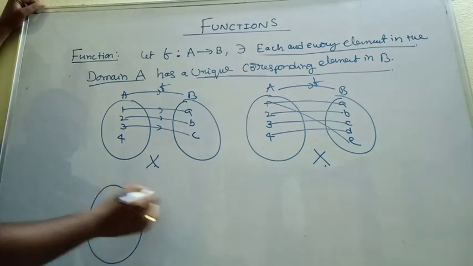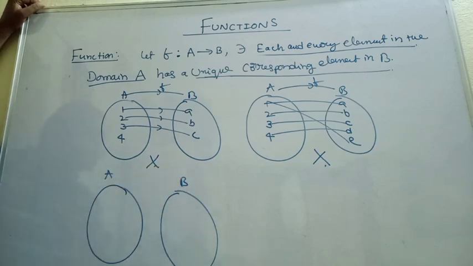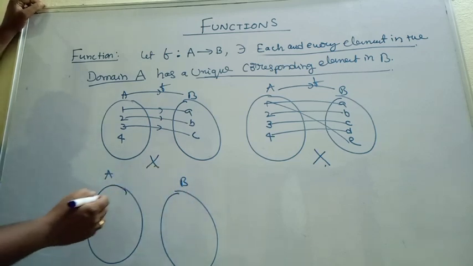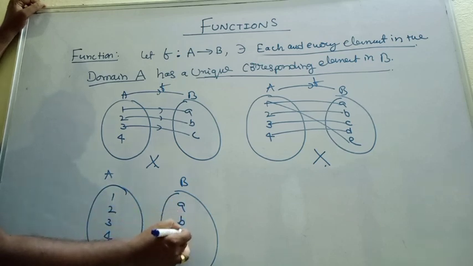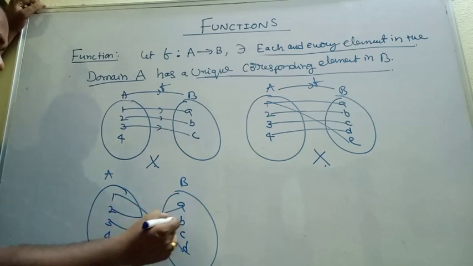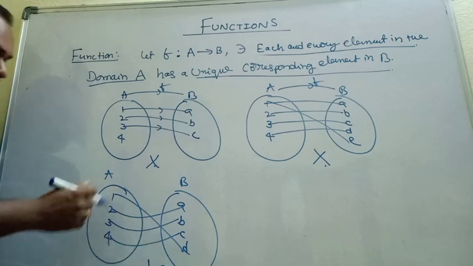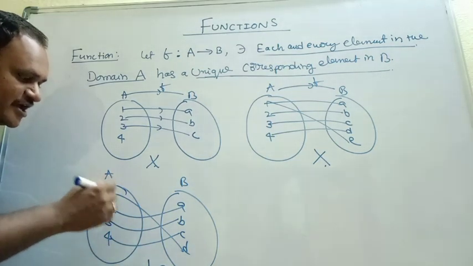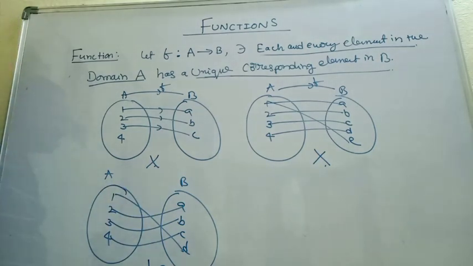Okay, fine. Next, you see here we have A and B, with 1, 2, 3, 4 and A, B, C, D: 1 with D, 2 with A, 3 with B, 4 with C. Is it a function? Yes, it is a function, because each and every element in the domain A has a unique, one corresponding element. Therefore, it is a function, no doubt in it.